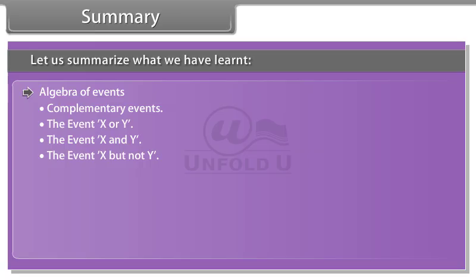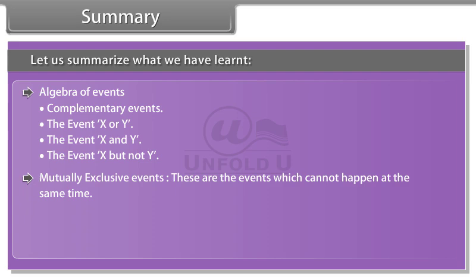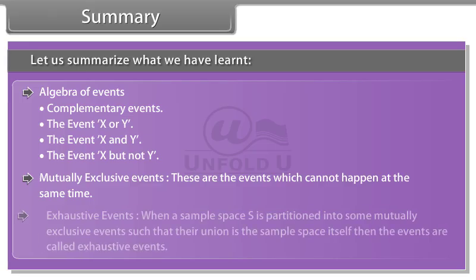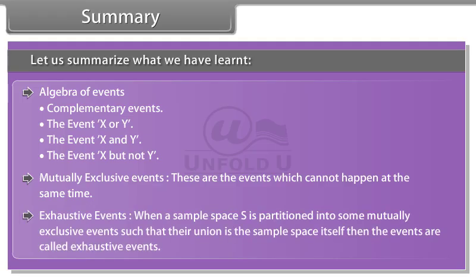Algebra of events. 1. Complementary events. 2. The event X or Y. 3. The event X and Y. 4. The event X but not Y. Mutually exclusive events. These are the events which cannot happen at the same time. Exhaustive events. When a sample space S is partitioned into some mutually exclusive events such that their union is the sample space itself, then the events are called exhaustive events.